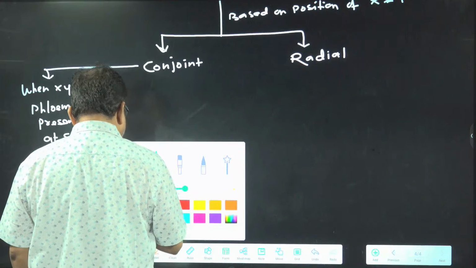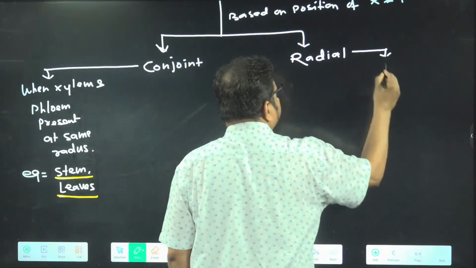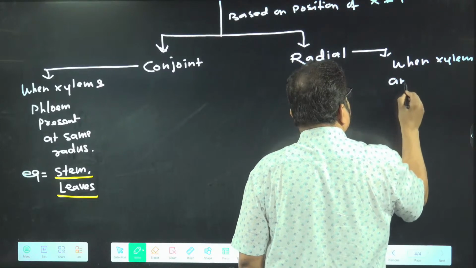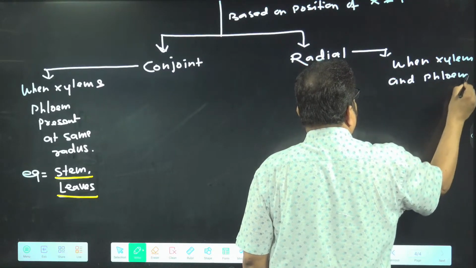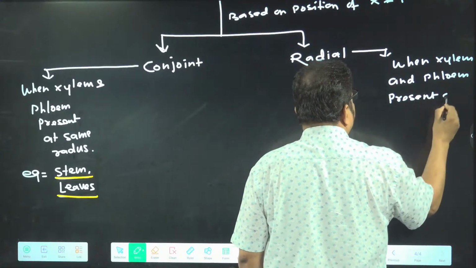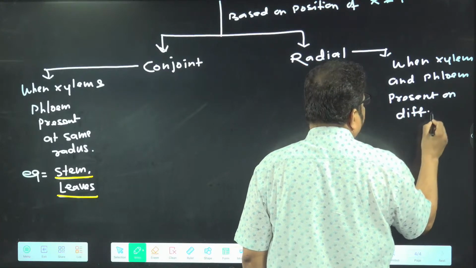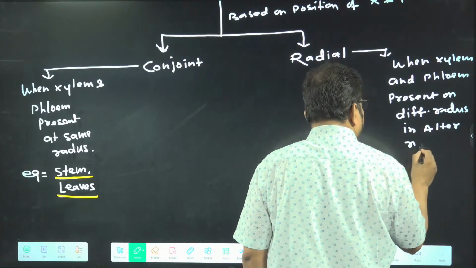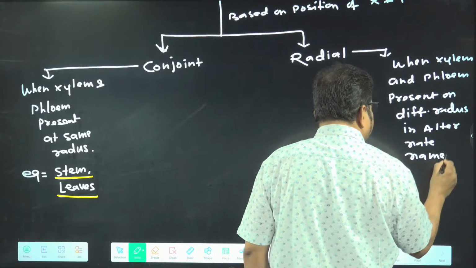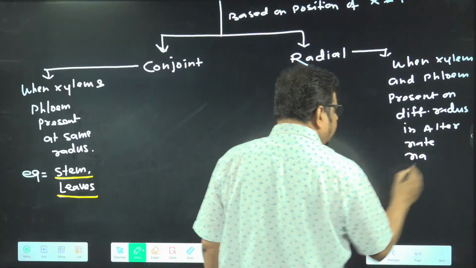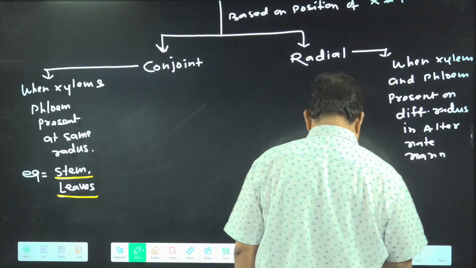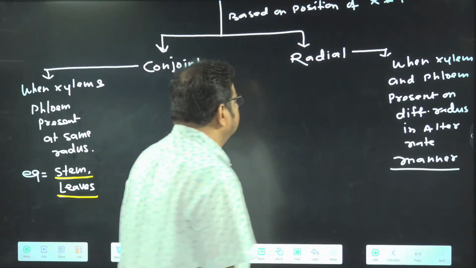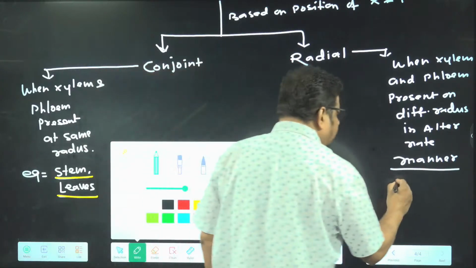Now the radial vascular tissue system. When xylem and phloem are present on different radii in an alternate manner, it is called the radial type of vascular tissue system. And if you talk about the radial vascular system, the example is root.